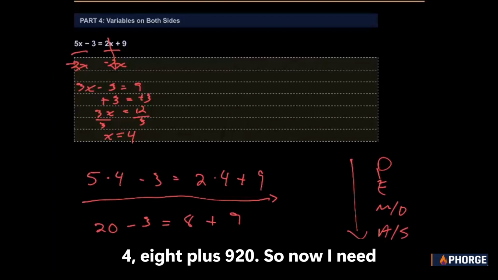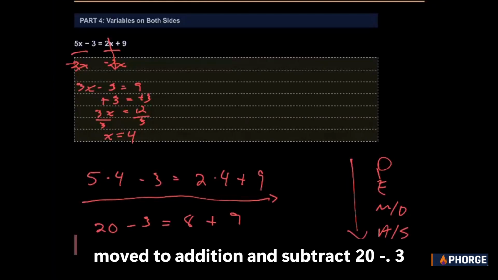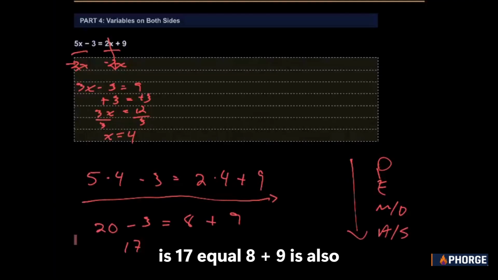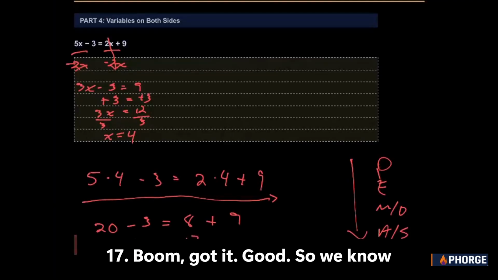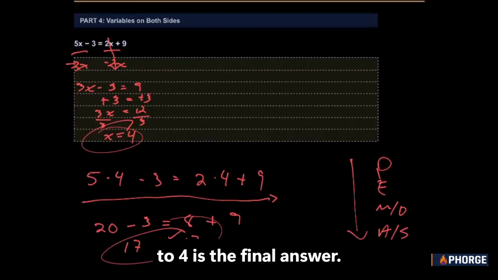20. So now any more multiplication or division? Nope. Now we move to addition and subtraction. 20 minus 3 is 17, equal 8 plus 9 is also 17. Boom. Got it. So we know that x is equal to 4 is the final answer.